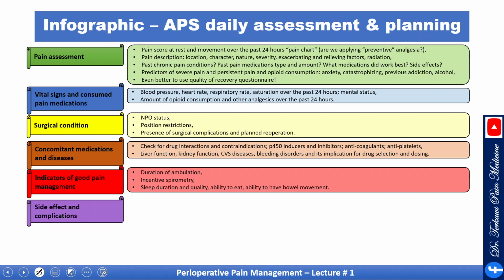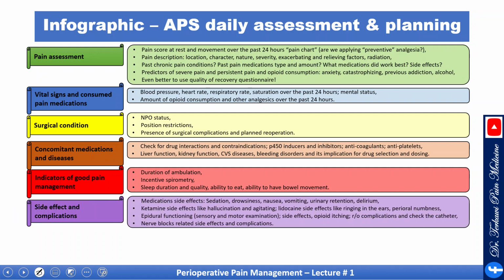Side effect and complication. Side effect related to your medication: sedation, drowsiness, nausea, vomiting, urinary retention, delirium. Specific for specific medication, like ketamine, look for hallucination, agitation. Lidocaine, look for ringing in the ears, perioral numbness. If you have epidural, is the epidural functioning? Test sensory, test motor. Look for any side effect, any opioid-induced itching. Rule out any complication. Check the catheter site. Check the pump. Nerve block, the same thing. Check the catheter. Check the site. Examine for motor and sensory.